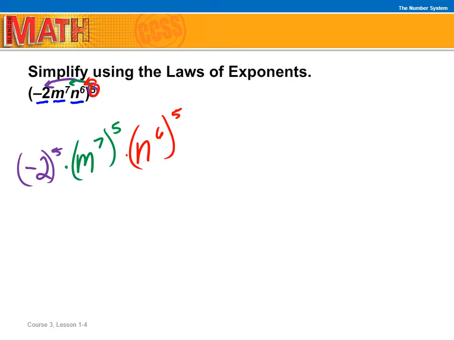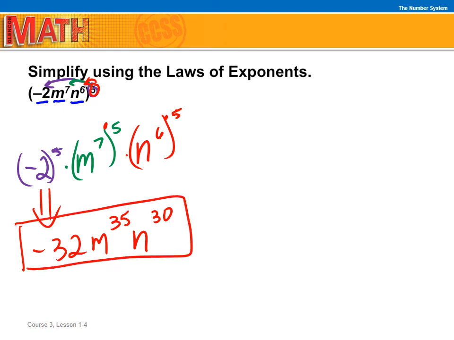So let's simplify this. Negative 2 to the 5th power is negative 32. M to the 7th power raised to the 5th power, we're taking 7 times 5, which is 35. And then we take n to the 6th power raised to the 5th power, and multiply those. 6 times 5 is 30. So n to the 30th power. So our answer is negative 32 times m to the 35th times n to the 30th.